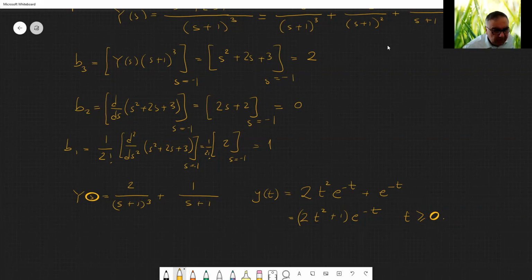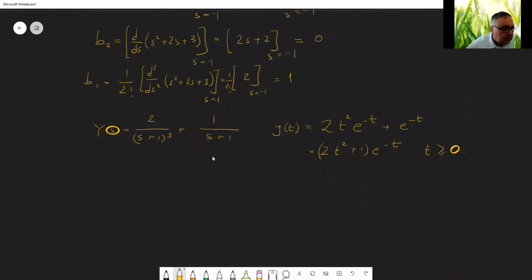The way we do it, by the way, how did I transform this? I have to write this down. In the Laplace transforms, the Laplace transform of t to the n e to the minus at is n factorial over s plus a to the power n plus 1. This gives us the following result, okay?